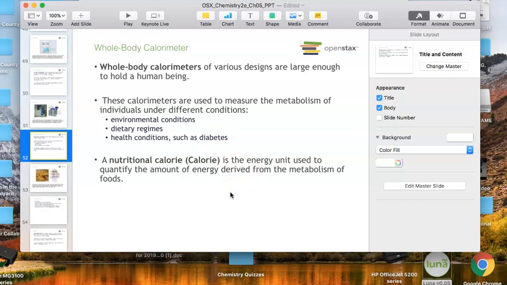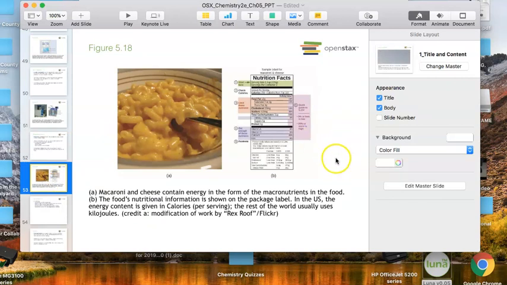And so when we're talking about whole body calorimeters, and we're talking about researching human disease, for example, or just looking at different types of metabolism, we're going to be talking about calories, with a capital C, which is basically referred to as kilocalories on the chemistry side of things. So we're very used to the unit calories, because anytime you buy something at the grocery store, you see a label that says how many calories it has.